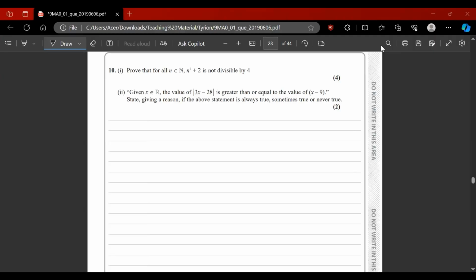So in question 10 here, we are asked to prove that for all real numbers n, n square plus 2 is not divisible by 4. So for this, we need to show an algebraic proof here.